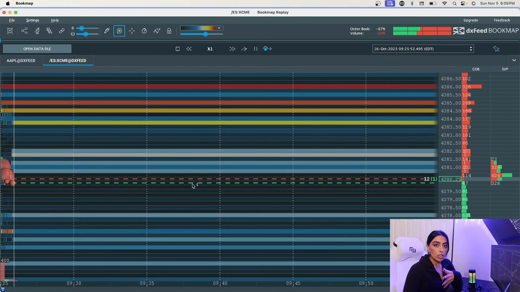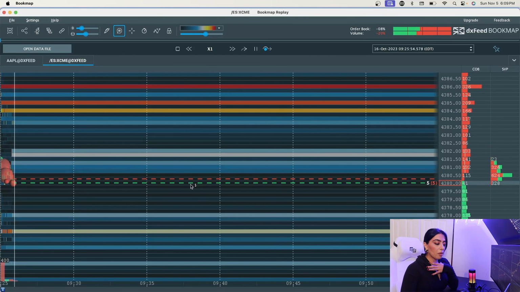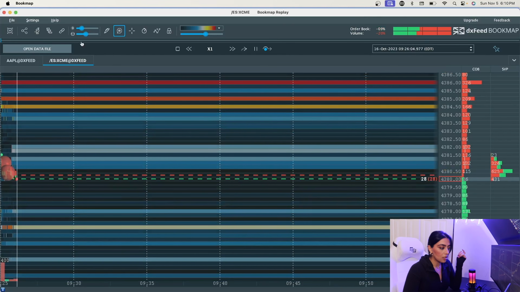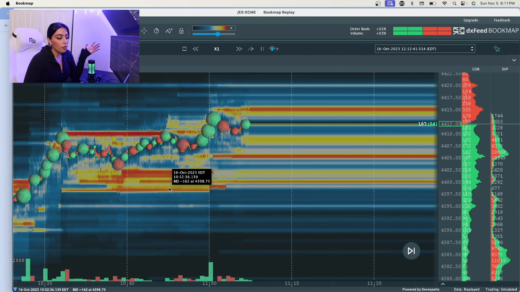And you can pretty much rewatch the entire day on Bookmap on whatever you recorded, ES futures, NASDAQ futures, or if you recorded a specific ticker, you can watch that as well. So this is almost 9:30 here on October 16th. What you're really looking out for on Bookmap, you want to look at it in two different modes. One, you want to look at it zoomed out like this.